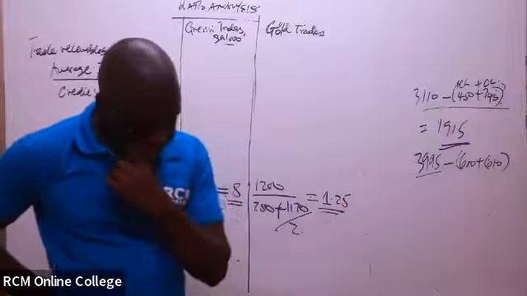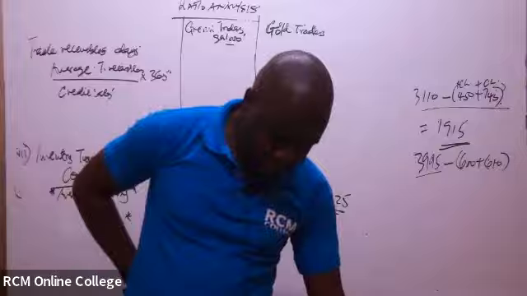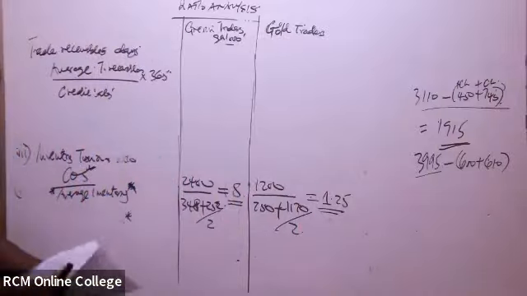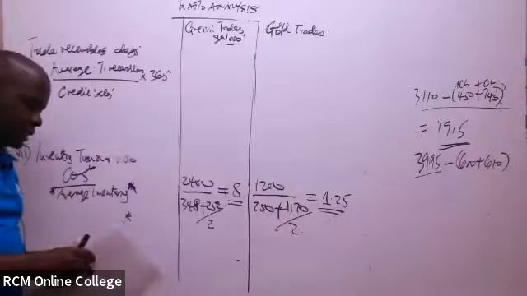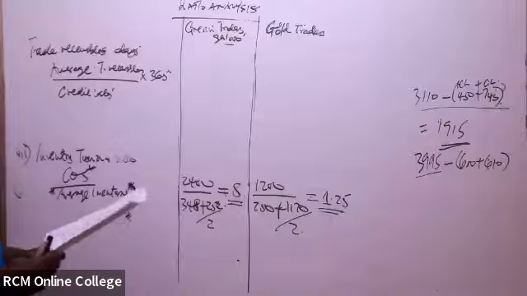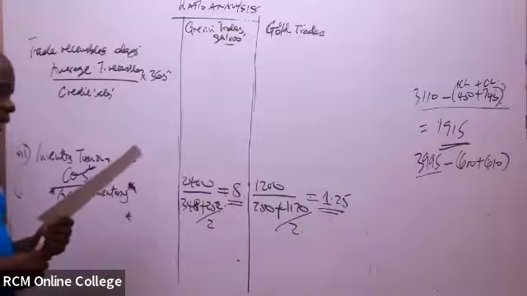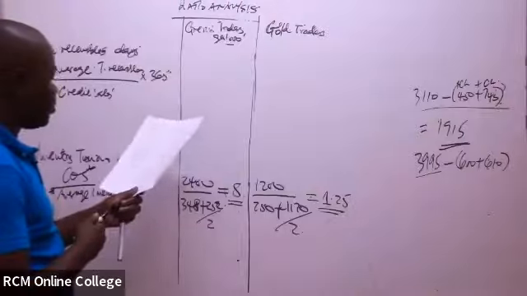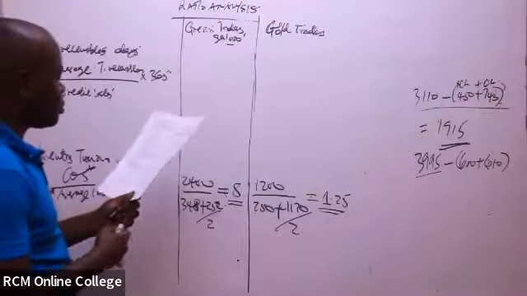So the average trade receivables multiplied by 365 over the credit sales. And of course, you've been told in the income statement that all the sales are on credit. And you've been given the trade receivables in the statement of financial position.